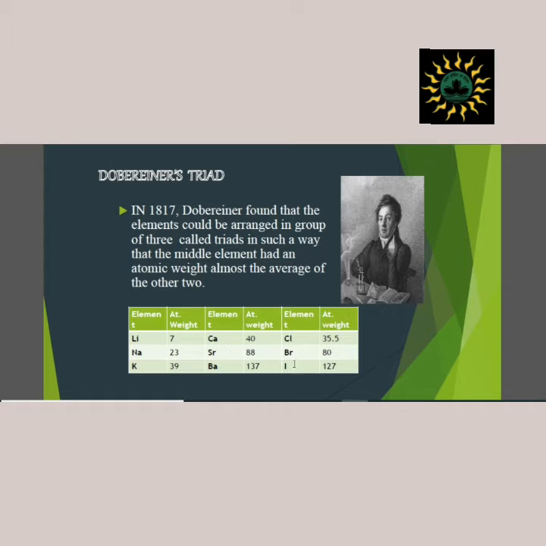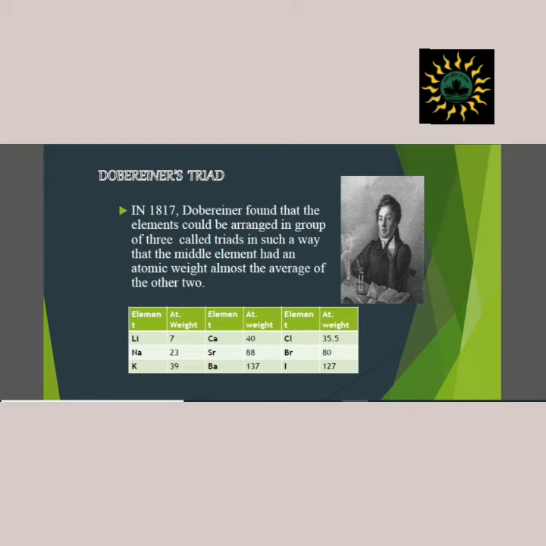The third set is chlorine, bromine, iodine. For the average value of bromine, you take chlorine plus iodine, 127 plus 35.5, which is 162.5, and the average is around 81, near the atomic mass of bromine, 80. The properties are similar: they are all non-metals, their valency is -1, and they always form halogen acids.